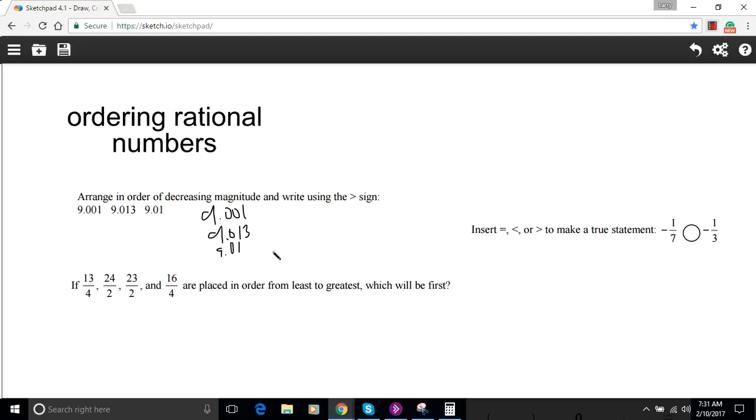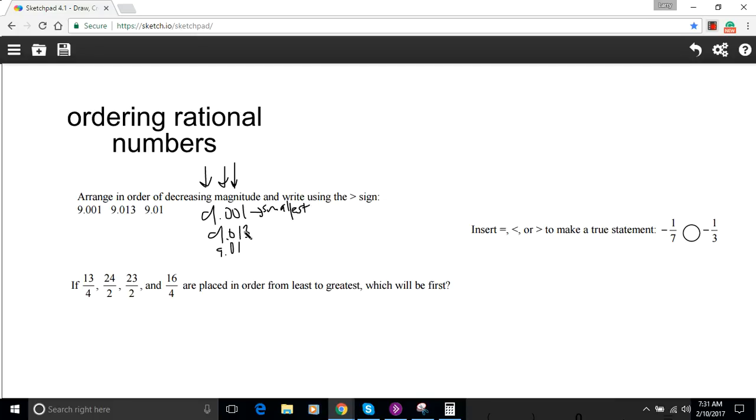9.01. So if you want to find out which number is biggest or smallest, you start with the first digit on the left here. They're all nines, so these are the same that way. Then you move one digit over. Those are all zeros, so that's the same. And then you move one digit over, and this one's a zero, and these two are ones. So this one is our smallest. Okay, so we know which one's the smallest.